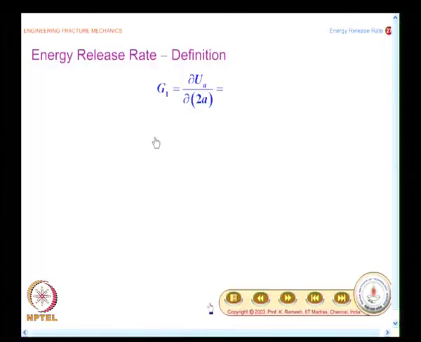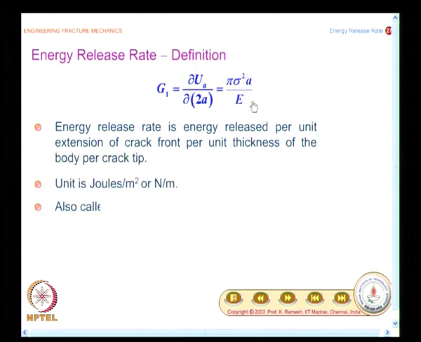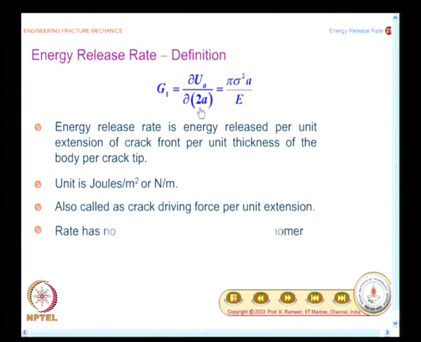And now we take up the definition of energy release rate. Actually, this is the continuation of the problem that we had discussed, and the result that we have got for this was pi sigma squared A divided by E, and this is for the specific problem of a center crack in a tension strip. But whatever points are summarized, it is for any generic problem situation.